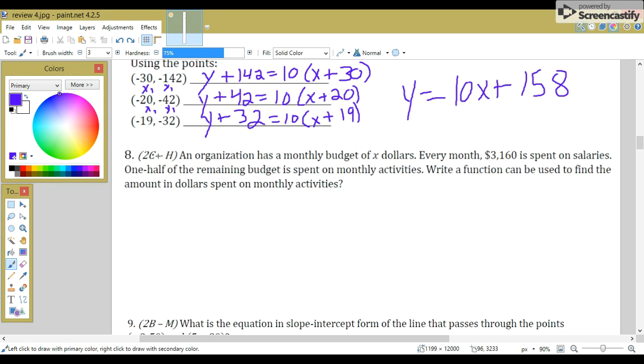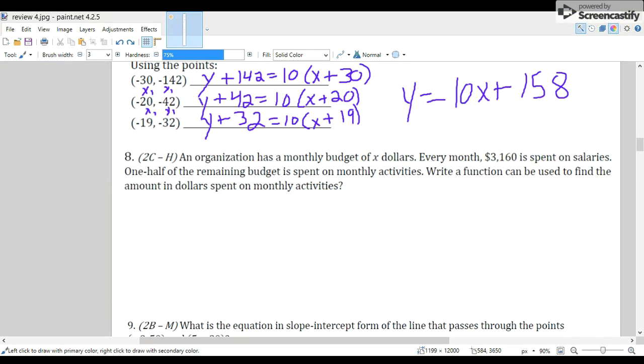8, 2C. An organization has a monthly budget of x dollars. Each month, $3,160 is spent on salaries. 1/2 of the remaining budget is spent on monthly activities. Write a function that can be used to find the amount in dollars spent on monthly activities.